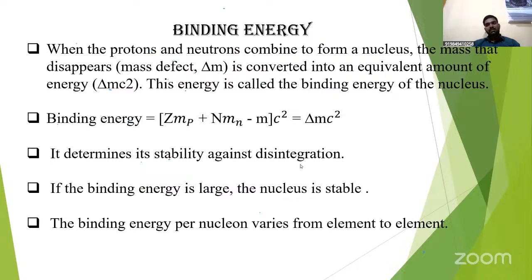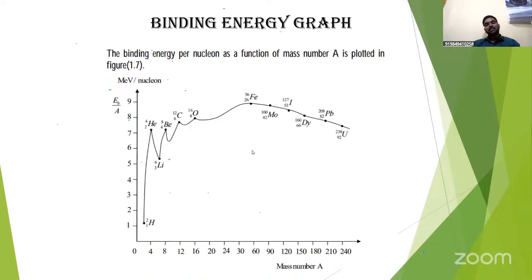So it gives the stability against disintegration. Binding energy gives the stability against disintegration. When the binding energy is large, the nucleus is stable. Binding energy per nucleon is given like this. This is the maximum binding energy we will find, in iron, that is atomic number 26, mass number 56.